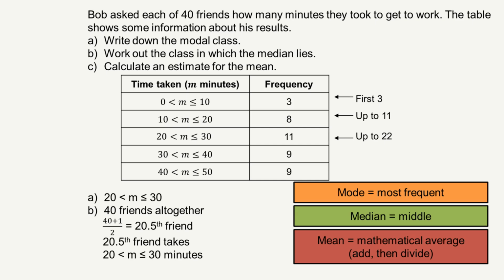To find the class that contains the median, identify the class that contains the middle value. For a set of data with n values, the middle value is the (n plus 1) divided by 2th value. To find the modal class, identify the class with the highest frequency.